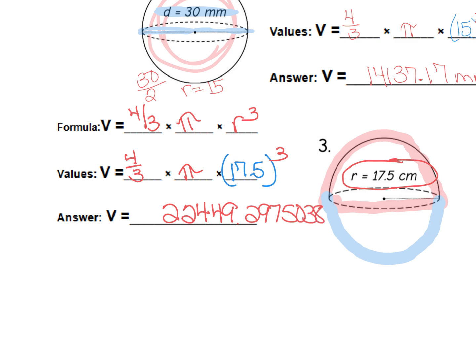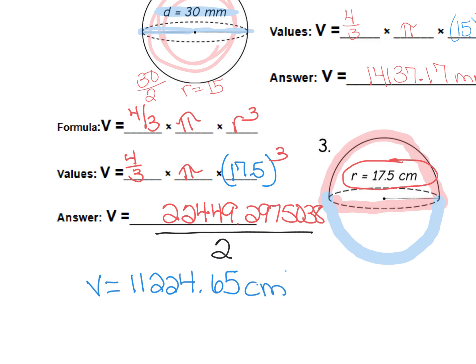22,449.2975038. Okay. But we're not done. Do you remember why we're not done? Because they only gave us a hemisphere, which is half of the sphere. So once we get this, we're going to divide this by 2. Okay, so we can take this entire thing and divide this by 2. And when we half this, we receive the volume of this hemisphere rounded to the nearest hundredth is 11224.65, and we're going to give it a label, centimeters cubed.